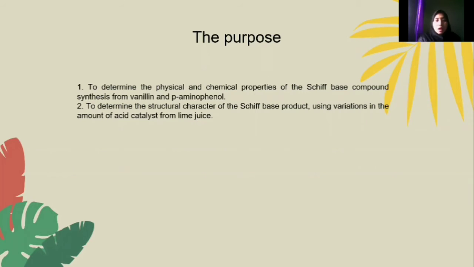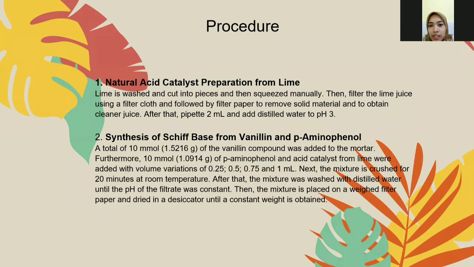The purpose. Number 1, to determine the physical and chemical properties of the Schiff base compound synthesized from vanillin and p-aminophenol. Number 2, to determine the structural character of the Schiff base product using variation in the amount of acid catalyst from lime juice. Next. Procedure of this practicum.